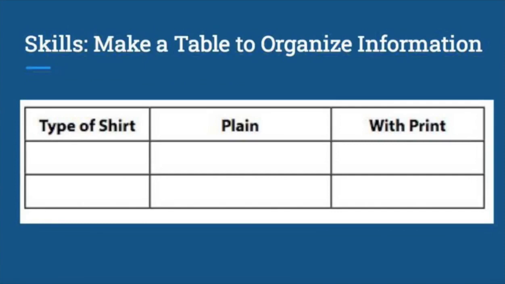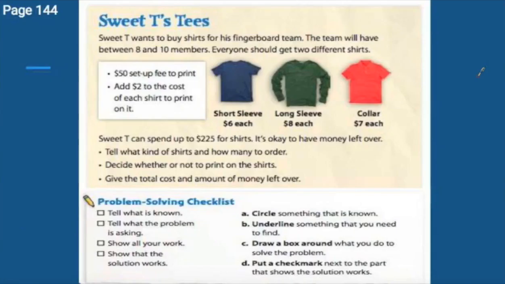Okay, one last thing that we're going to be looking at to make sure that we understand in this task is knowing what a table is. So this is a table to help us show our information. We've got types of shirts, plain shirts, and then with print shirts. So instead of having a bunch of information all on your paper, you're going to be able to organize it in this table.